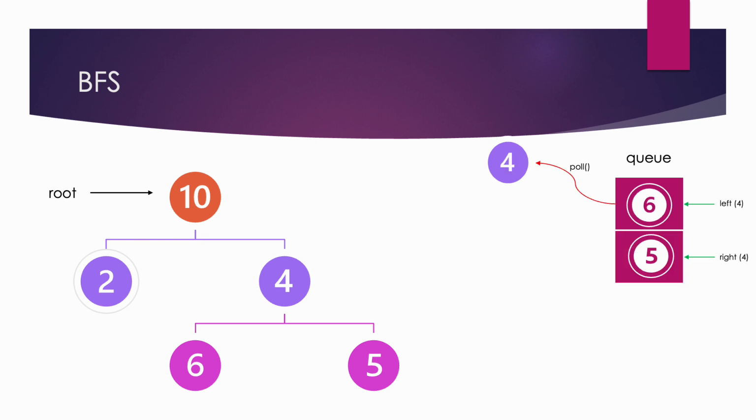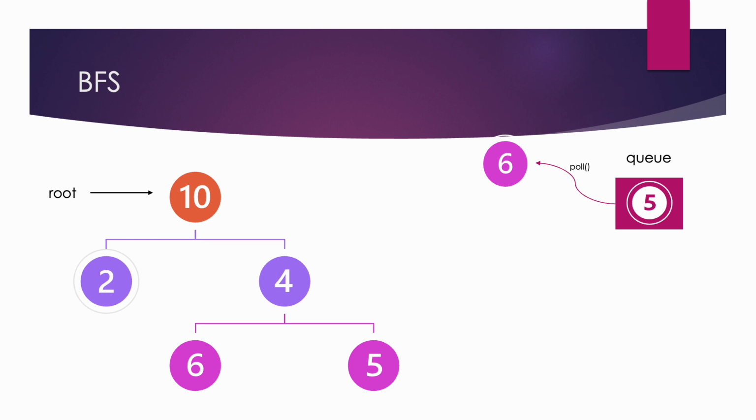next up, when we poll from the queue, we poll out 4. Now we are going to check if 4 has a left child. Yes, it does, so we've added 6. Now we're going to check if 4 has a right child. That is also true, so we've added 5 here, the node with the value 5.